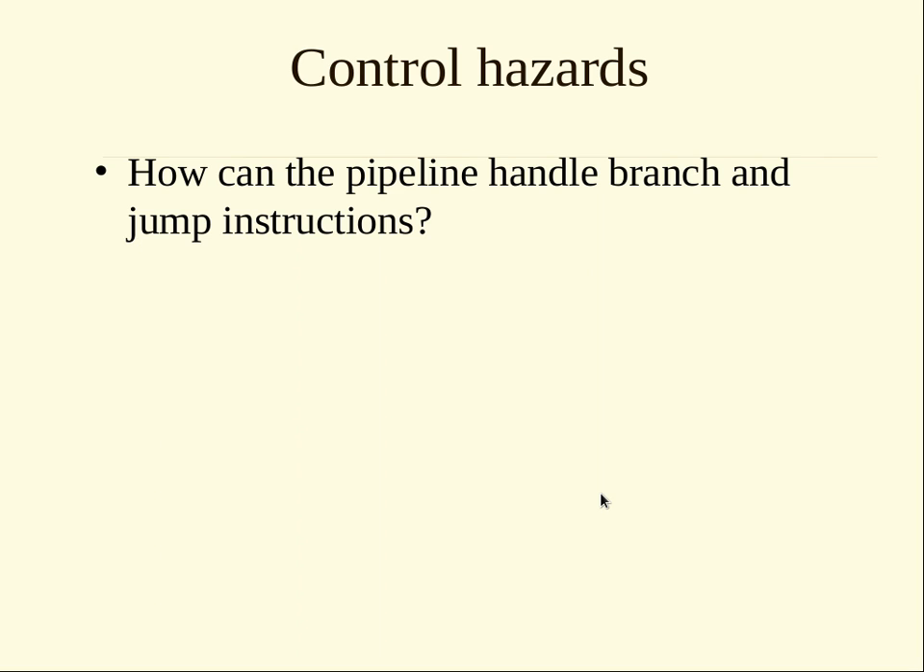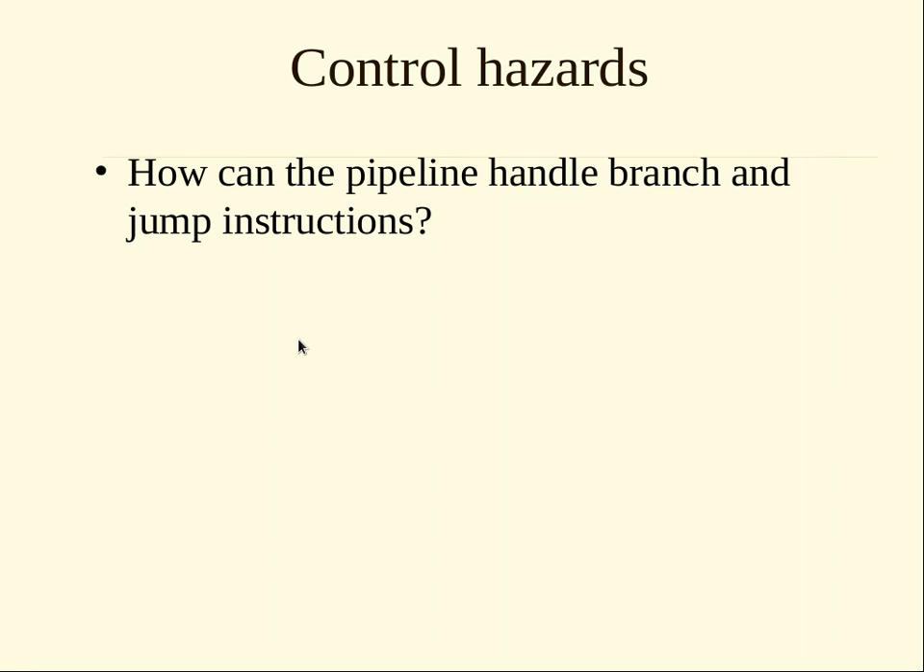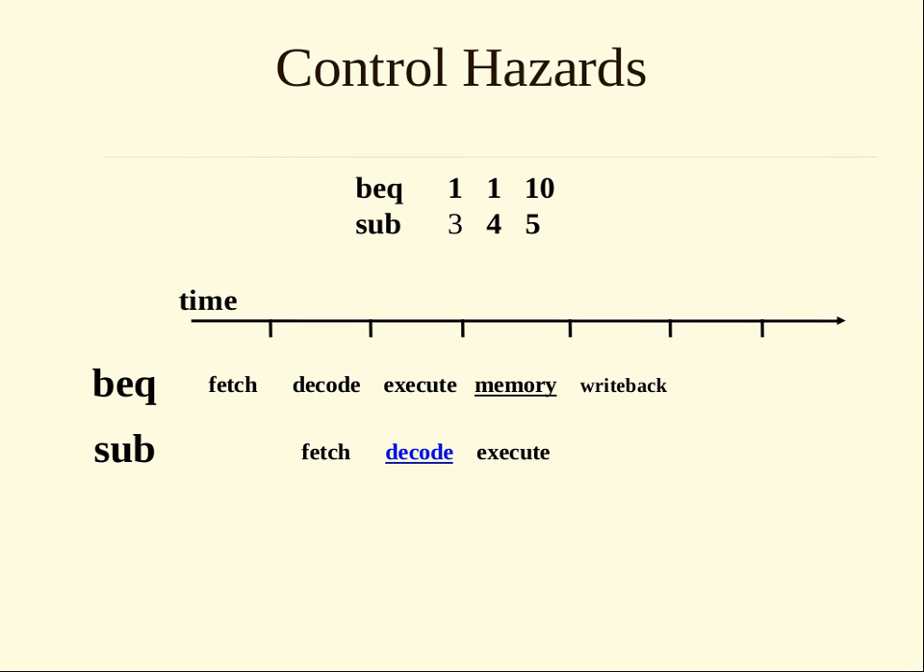So how about branches? What's the problem with branch? It's a different path. If you calculate the branch here and you realize you need to take it, what about these instructions that are in here, add, load? They are wrong. Keep in mind that it's in memory when you send the target to the PC if test is equal, but you already have instructions executing, decoding, and fetching as well. So you want to do the branch before you actually execute anything. You don't want to do the subtract.